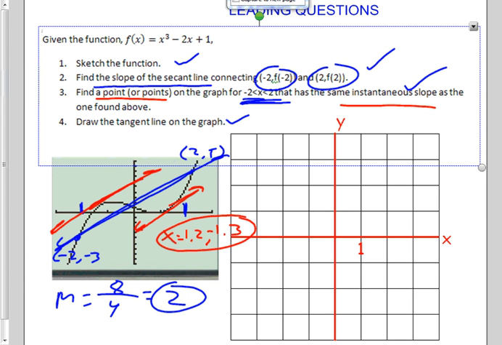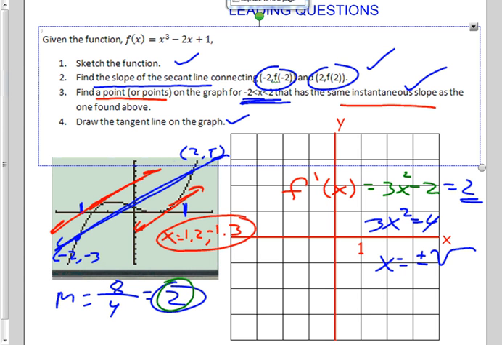Now you could find those values exactly. You could find these points exactly by taking the derivative function, which is 3x squared minus 2, and setting it equal to 2, because we want to see when my instantaneous rate of change is 2. Solving that, we get that x equals plus or minus the square root of 4/3, which is pretty close to what I was approximating.